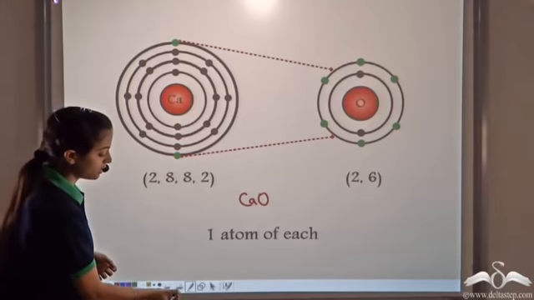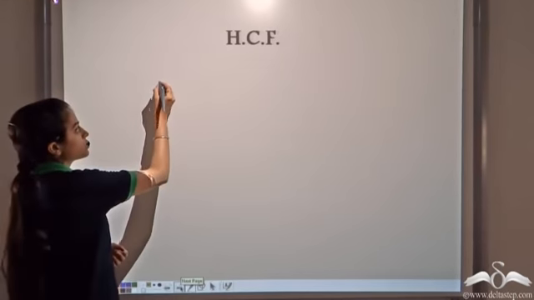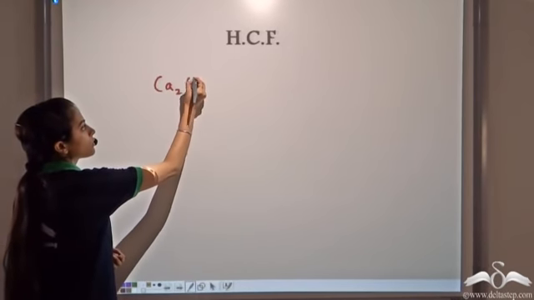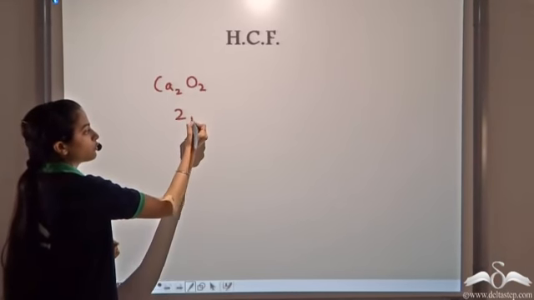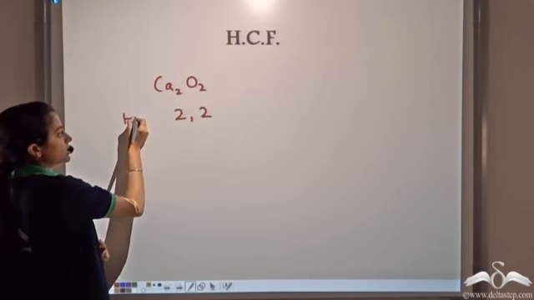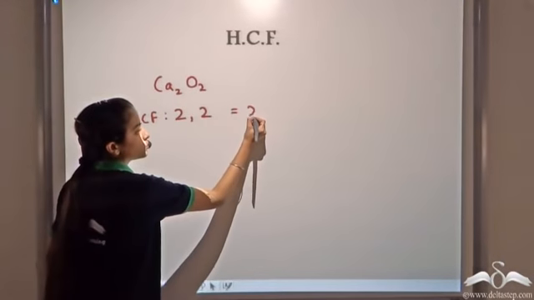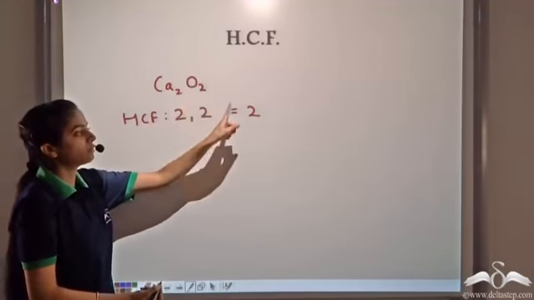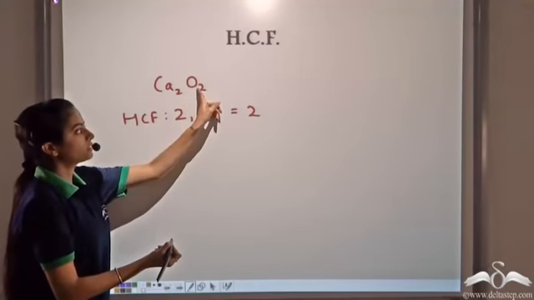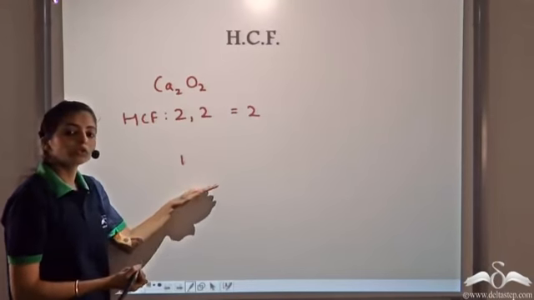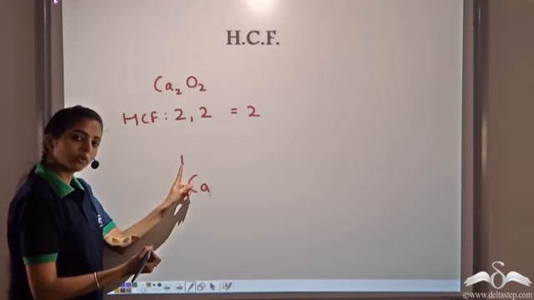How do we solve this discrepancy? We solve this discrepancy by taking the HCF. HCF, you know, is the highest common factor. So when you get Ca2O2, we take the HCF of these 2 subscripts. So the HCF of 2 and 2 is 2. So divide each number by 2. When you divide this 2 by 2, you get 1. When you divide this 2 by 2, you get 1. So in order to write the formula, you write Ca, and since you have 1, we can ignore the 1 in the subscript.